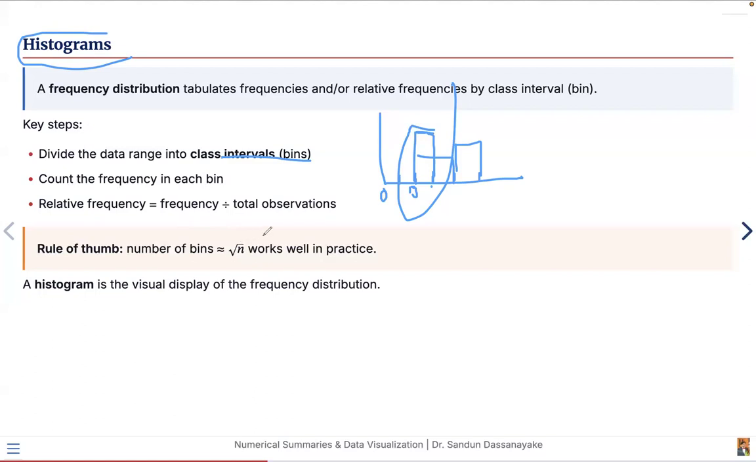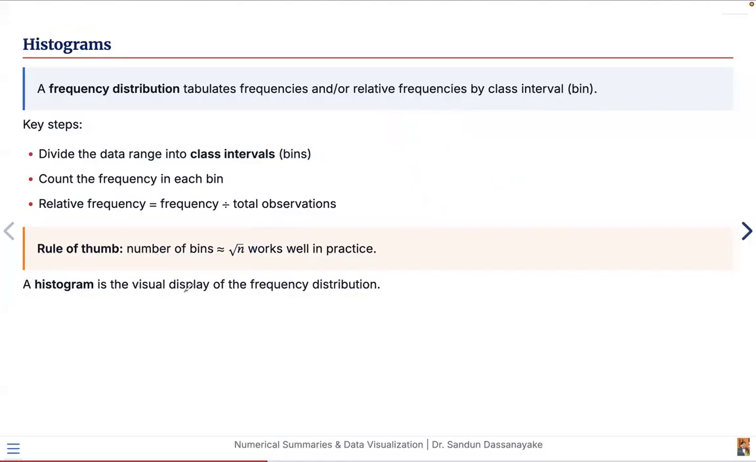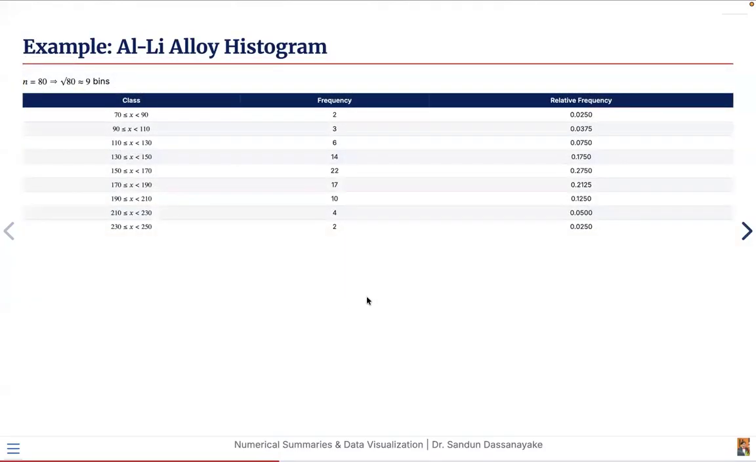The rule of thumb is that the number of bins should be the square root of n, the number of observed values. So if you look at the number of observations, the square root of that will indicate the number of bins that you need to keep in your visualization or in your analysis. So it is representative. A histogram is the visual display of the frequency distribution. So that's what a histogram is.